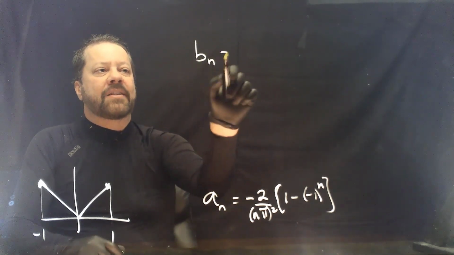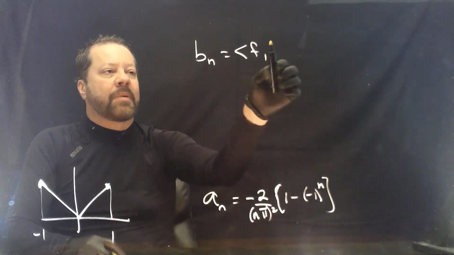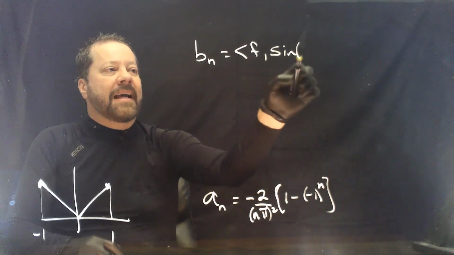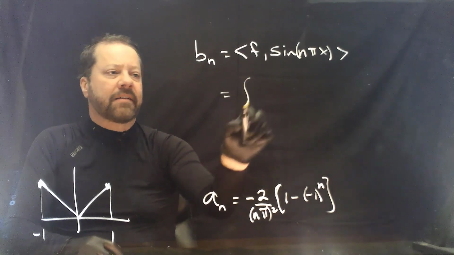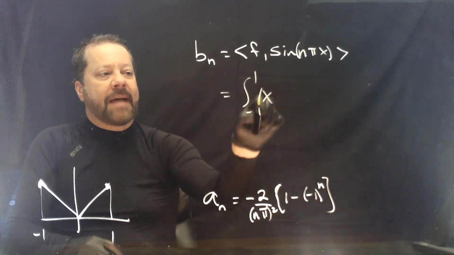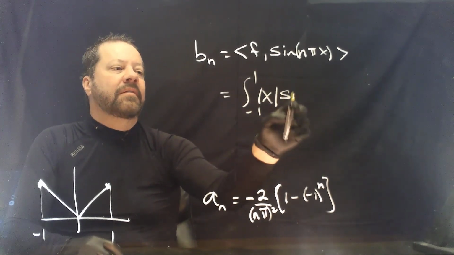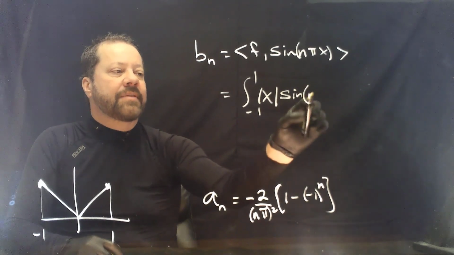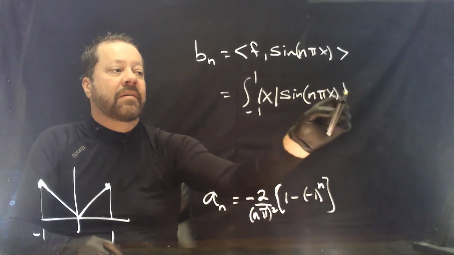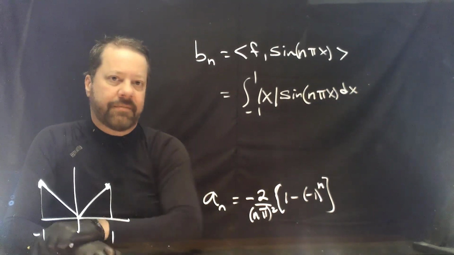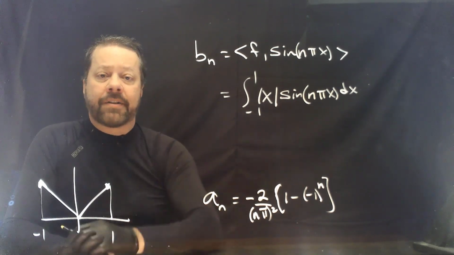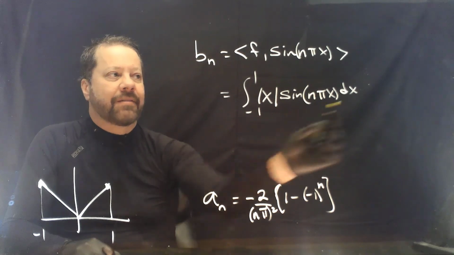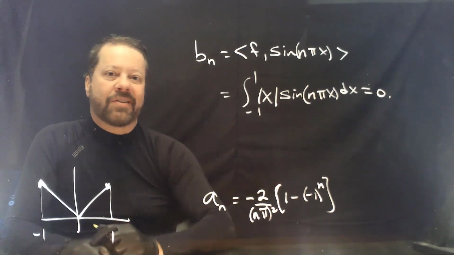For the bn's, we take the inner product of f with the sine of n pi x, and again that's the integral from -1 to 1 of the absolute value of x, which is an even function, times the sine of n pi x, which is an odd function. If you multiply an even function with an odd function, you get an odd function, and so we get 0 for all of those.